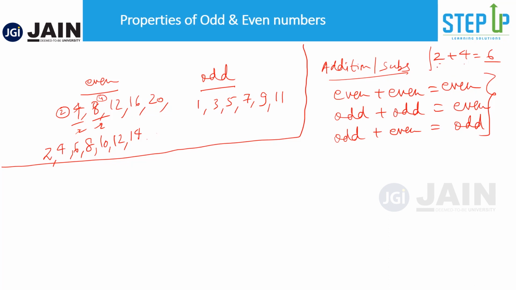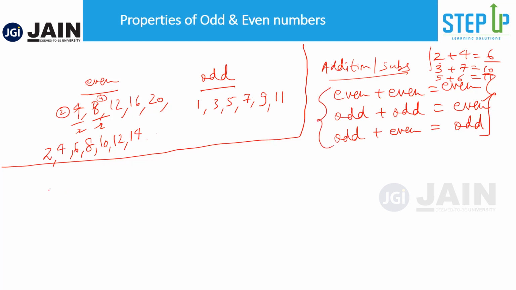Similarly odd plus odd, let's say 3 plus 7, right? So how much is this? This is 10. Again, this is an even number. This is what we are saying here. Similarly odd plus even, this is also odd. Let's say we have odd, 5 plus an even number. Let's say I take 6, this is 11, right? So this is again your odd number. So these are a few properties. Now this is on addition and subtraction.